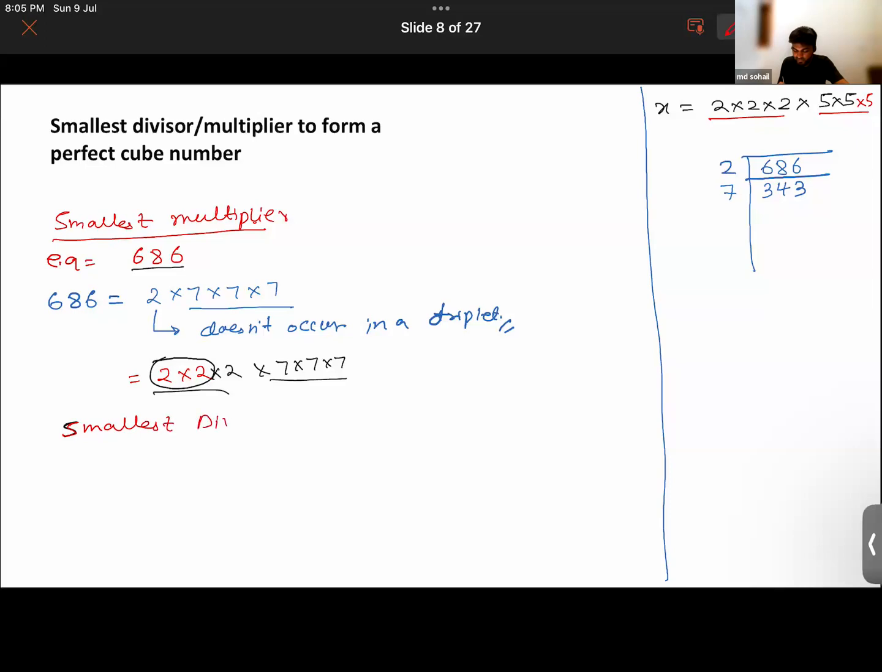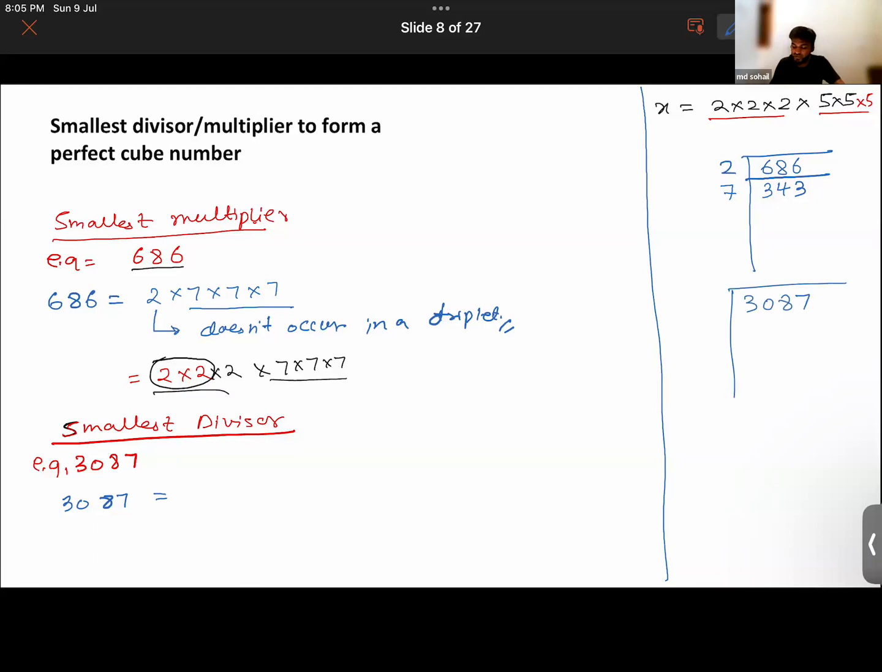Smallest divisor. So in this case, we saw that we can multiply a number and make it a perfect cube. Okay, consider the number 3087. First we will try to find its prime factors. So what are the prime factors of 3087? Let's try to find it out.